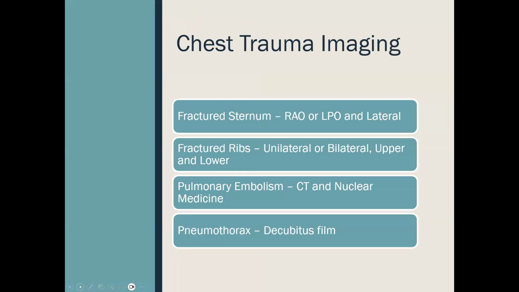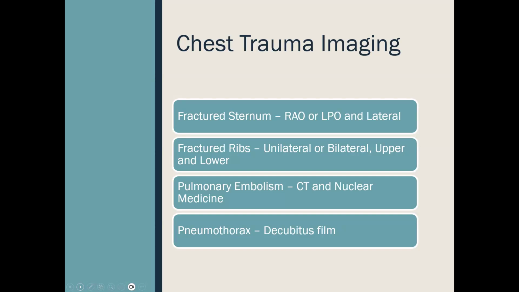Okay, these are other procedures, and I think there will be handouts that cover these. For a fractured sternum, you do an RAO or an LPO and a lateral projection. You can do these with the patient on a backboard. You can do the cross table and you can do an RAO. You can angle the tube and move the image receptor to the right or to the left to get that RAO. For fractured ribs, you do unilateral or bilateral, and then you have to do upper and lower.